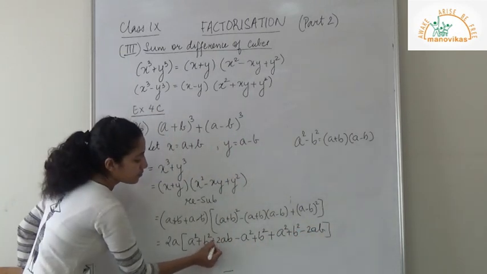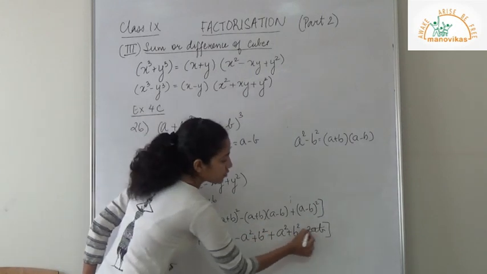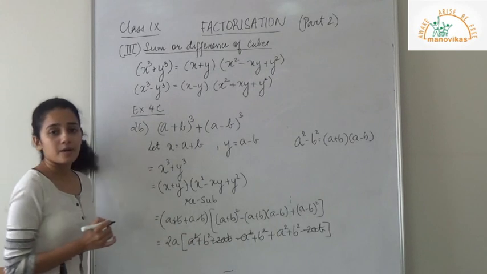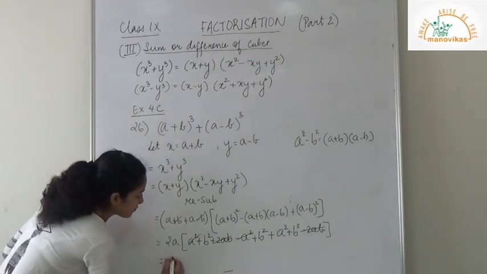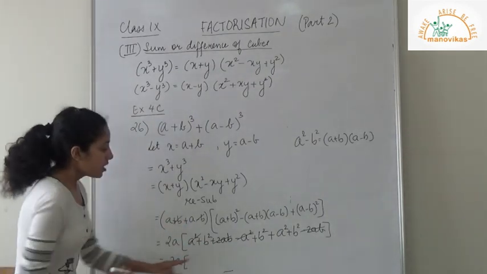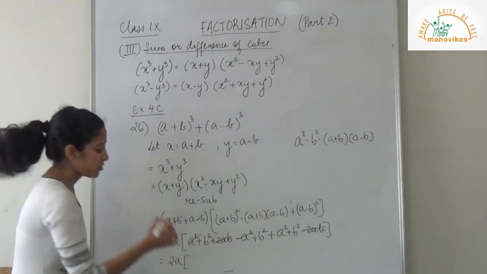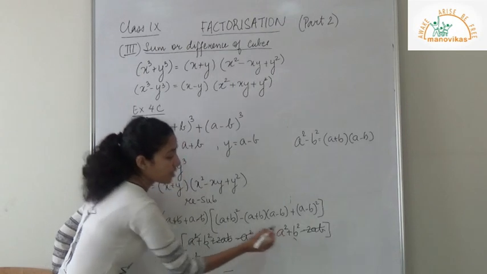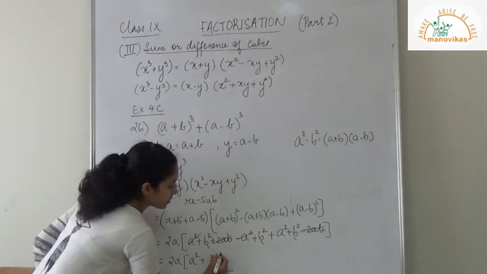So we can cancel plus 2ab and minus 2ab, as well as negative a square and plus a square. So I am left with 2a. There is only one a square term, so that will be a square plus, and there are 3 b square terms, which will be 3b square.